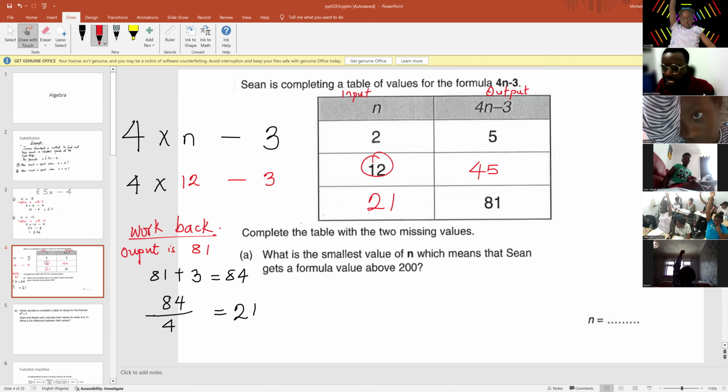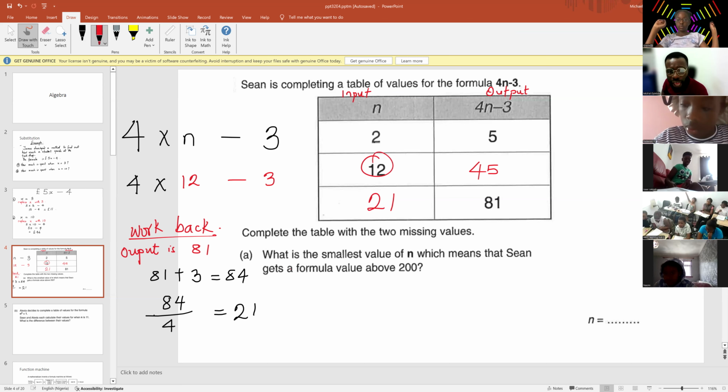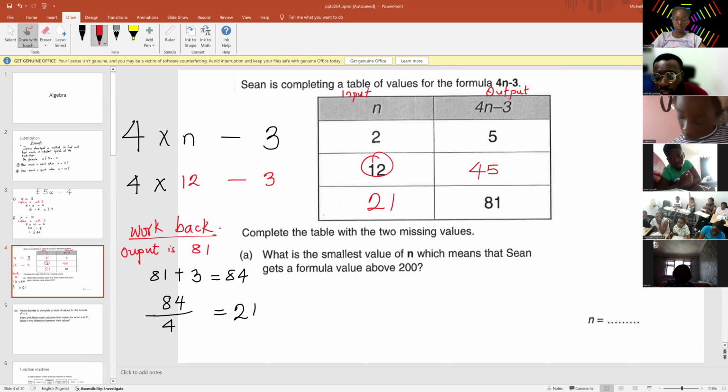Now, that's not even the best part of the question. The best part of the question is question A. It says, what is the smallest value of N that makes Sean get a formula value above 200? Now, guys, what is the smallest whole number above 200?